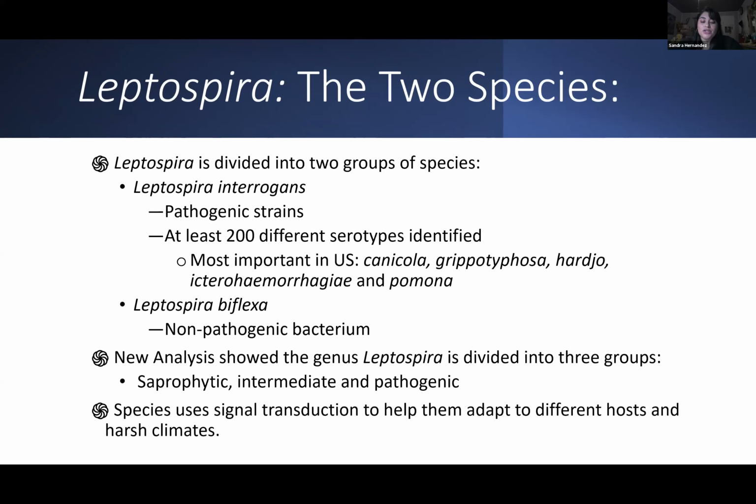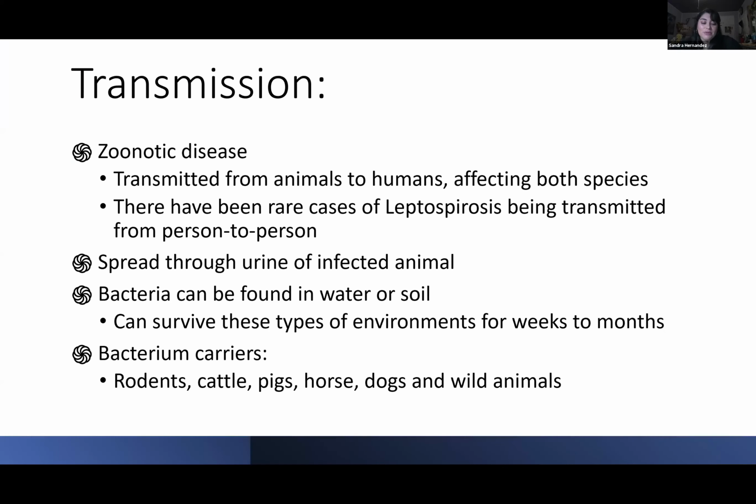The cellular structure of Leptospira causes them to be susceptible to killing by adverse conditions such as dehydration, exposure to detergents, and temperatures above 50 degrees Celsius. Most cases occur during the summer and then the fall. Transmission. Leptospirosis is a zoonotic disease that is transmitted from animals to humans, affecting both species. There have been rare cases of leptospirosis being transmitted from person to person.